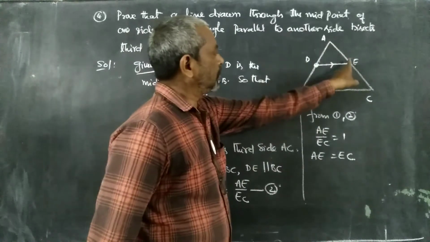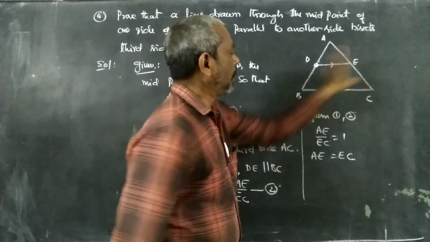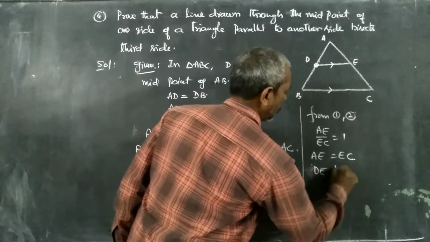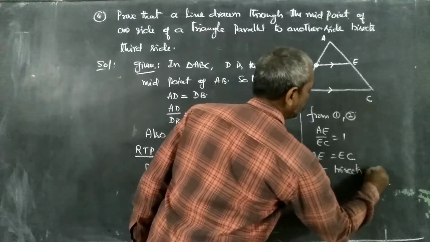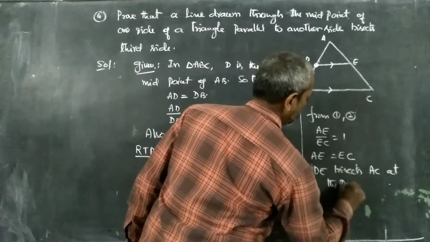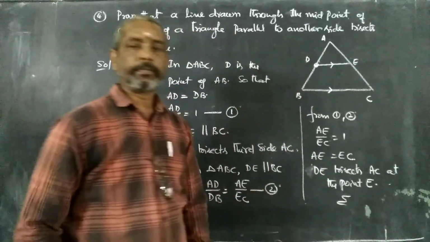So if AE is equal to EC, DE bisects AC at E. Therefore, DE bisects AC at the point E.